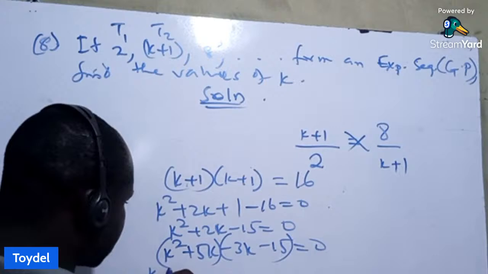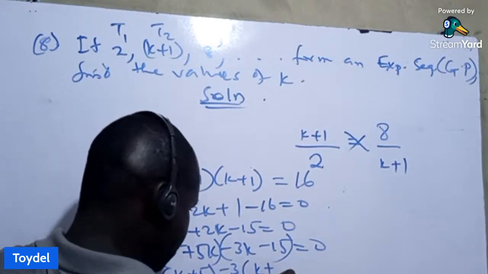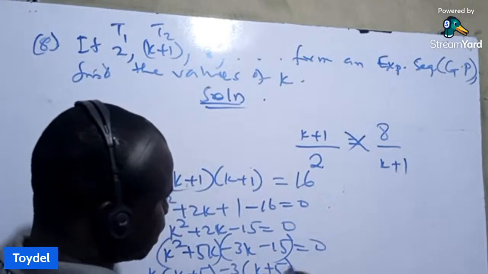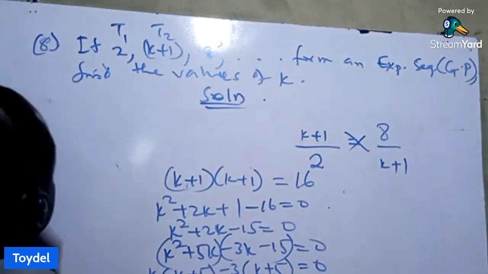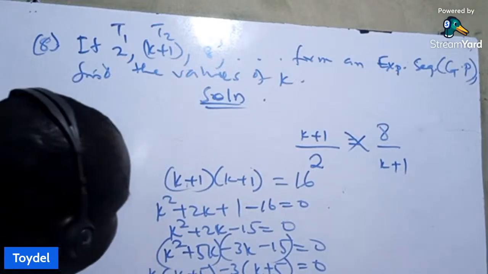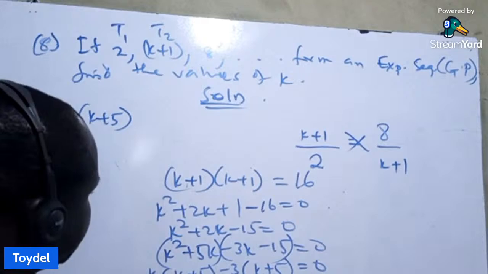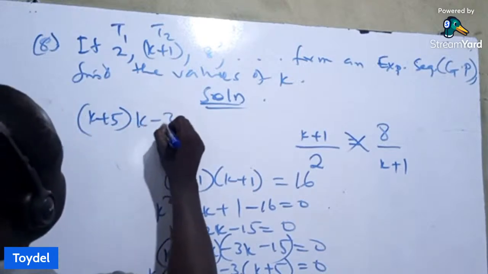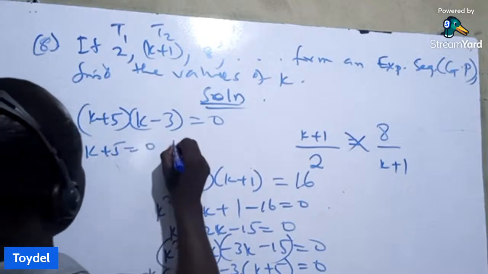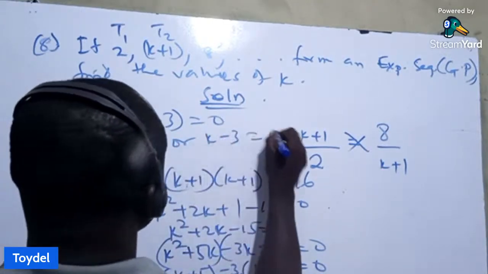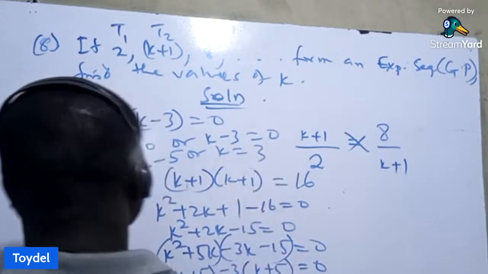So I will group. k is common, I'm going to have k plus 5. The minus 3 is common here, I'm going to have k plus 5. When I bring it out, minus 3, that becomes 0. So what I have here is what I have here. I pick it once, k plus 5. Then I group these two, k minus 3, everything equal to 0. This simply means that k plus 5 equals 0 or k minus 3 equals 0. So k is equal to minus 5 or k is equal to 3.